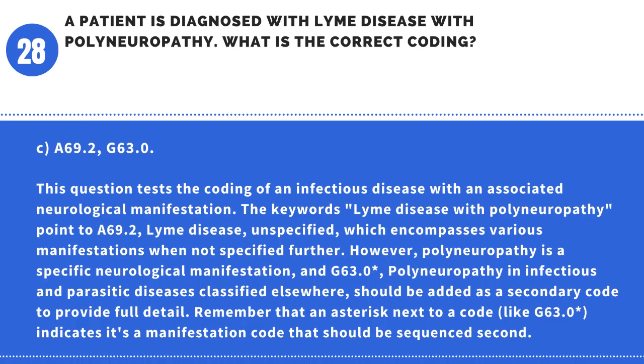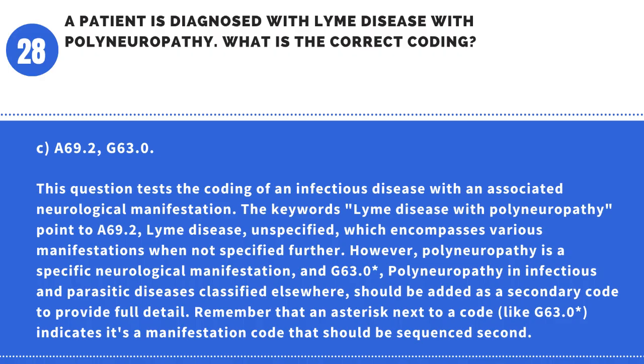A69, G63. This question tests the coding of an infectious disease with an associated neurological manifestation. The keywords Lyme disease with polyneuropathy point to A69, Lyme disease unspecified, which encompasses various manifestations when not specified further.